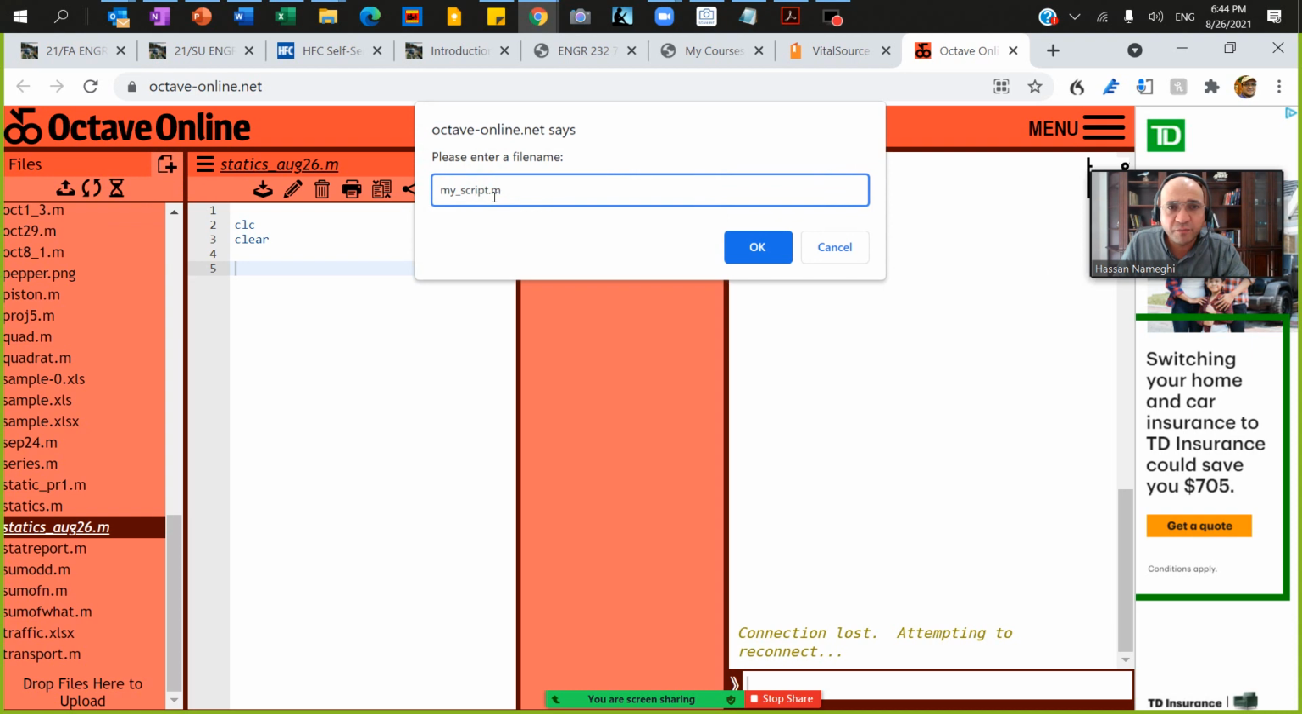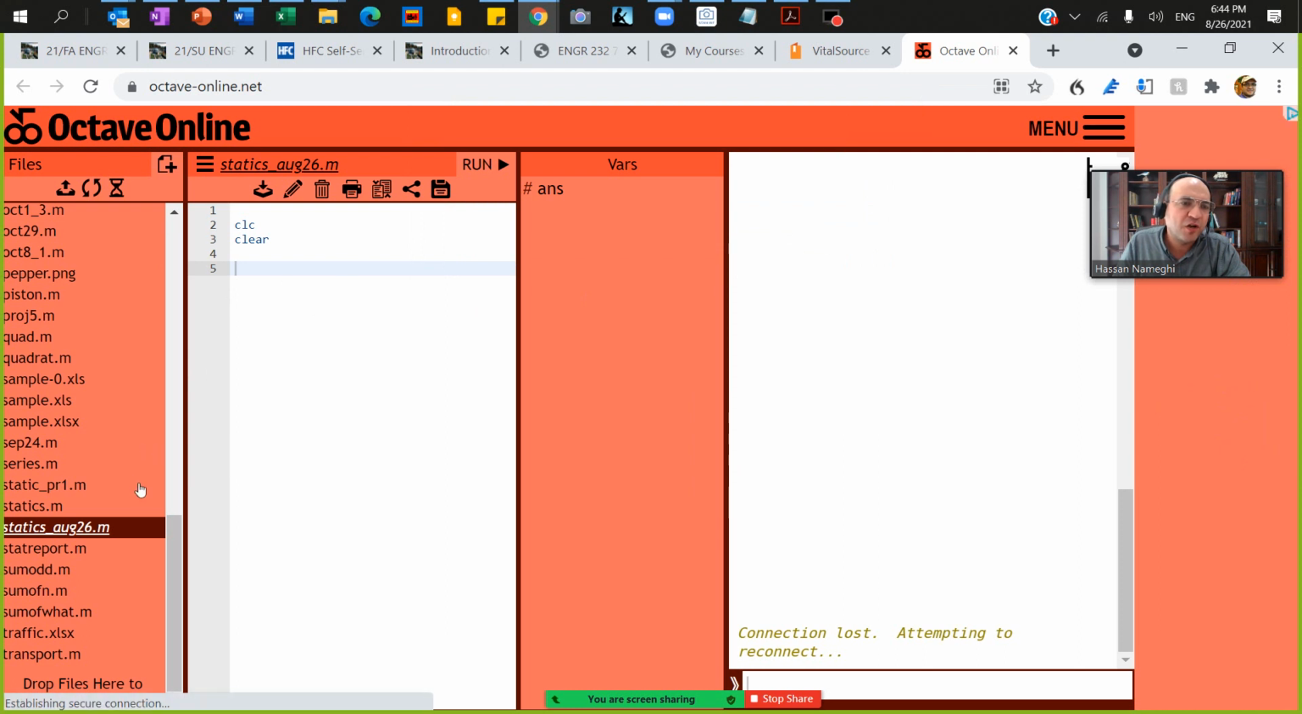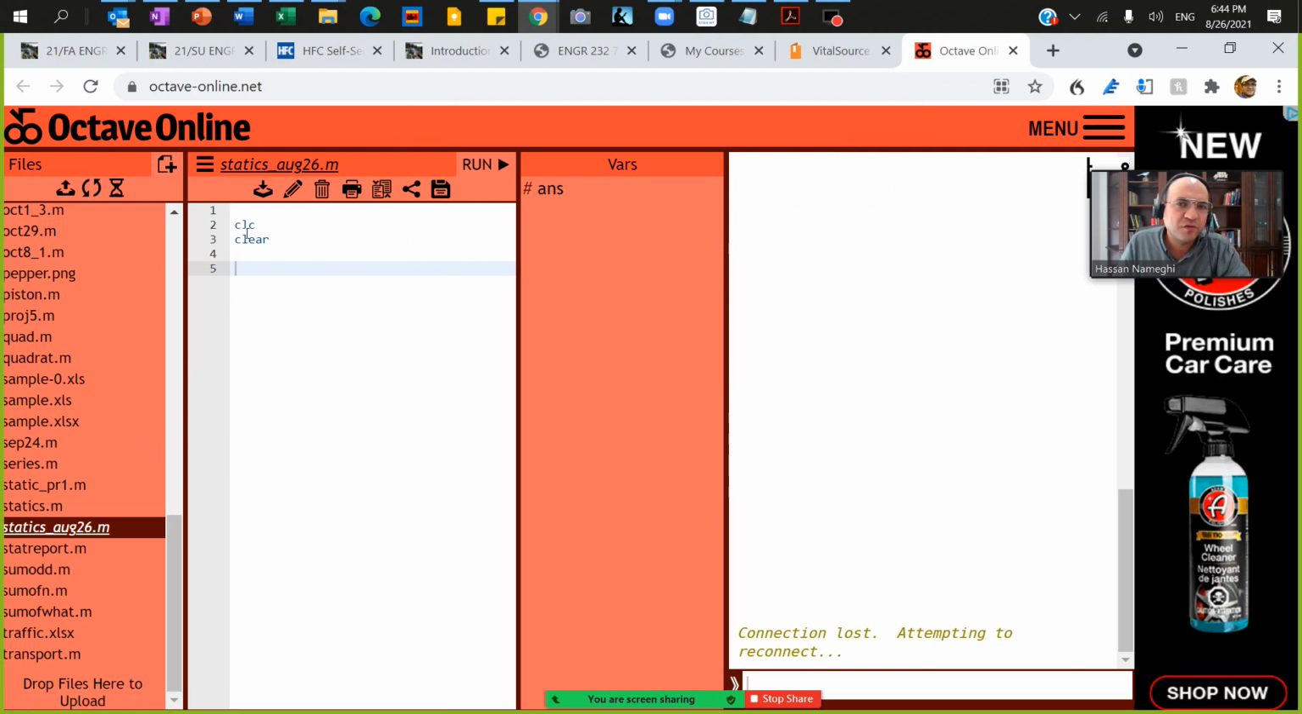When you create a new file, make sure that you keep that .m in there. You can put the name. Also, don't put a space in your name, and don't put very long names either. After you create the file, you can delete the content of your file, put CLC clear on the top of your program. Then you can start doing your programming.